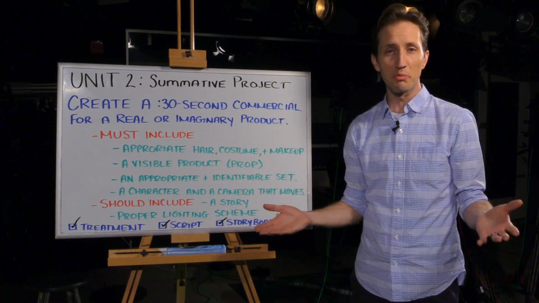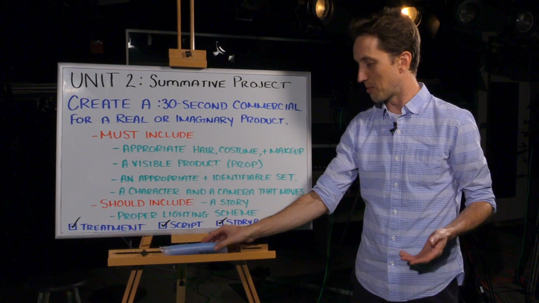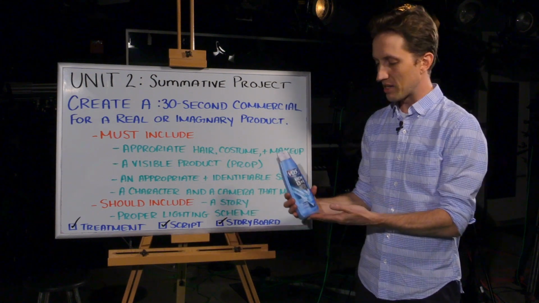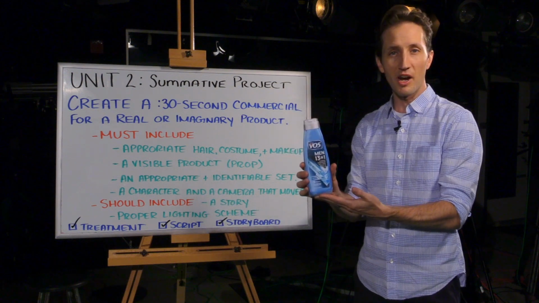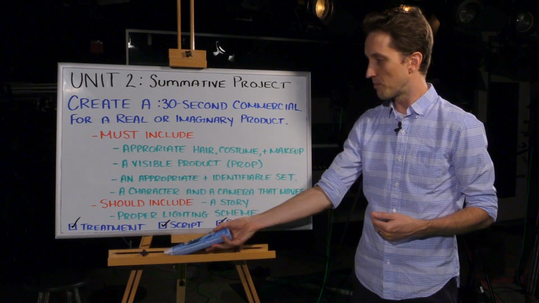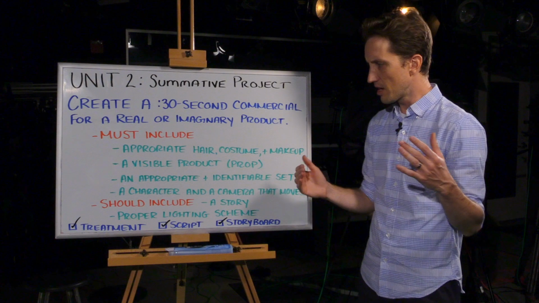Two, you have to have a visible product, a prop. Some of my students in another class made this VO5 men's 13-in-1. If this is your product, I want to see it, okay? So you have to have a visible product.